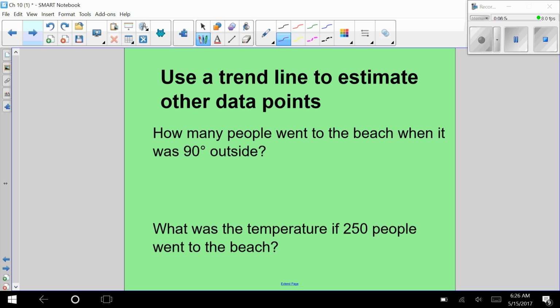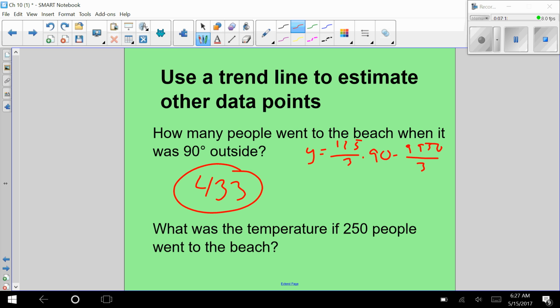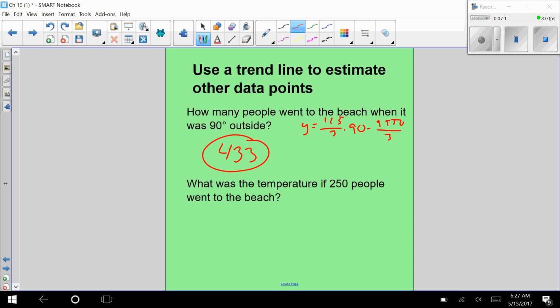And now using our trend line, we're going to estimate some other data points. We want to know how many people go to the beach when it's 90 degrees outside. So we're going to plug in 90 for my x. So when I plug in 90, I end up getting 433 people go to the beach. And now the temperature, if 250 people go to the beach, I plug 250 in for my y.